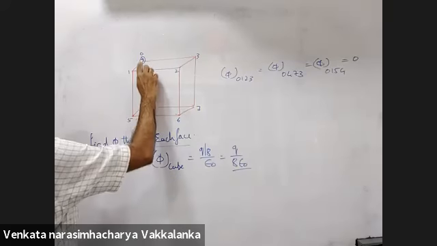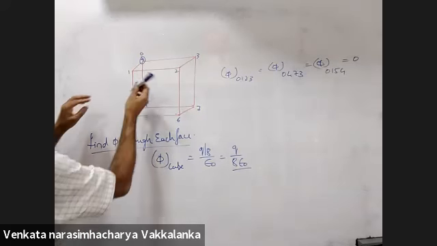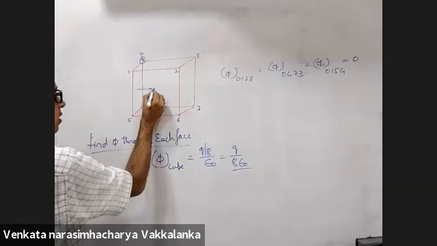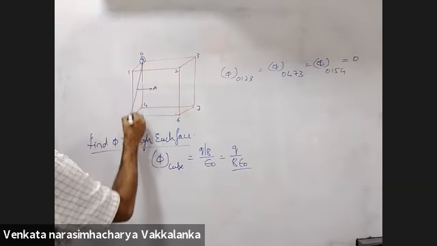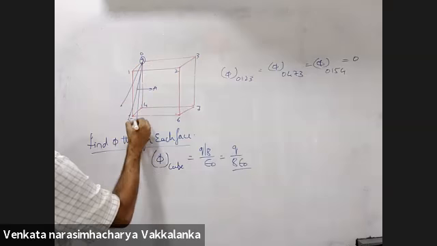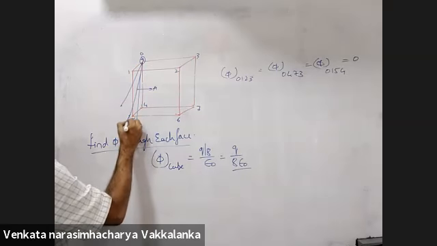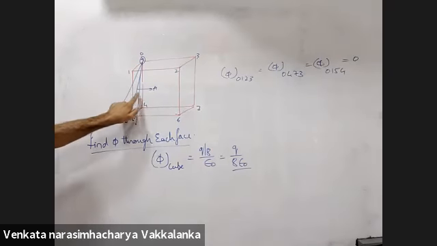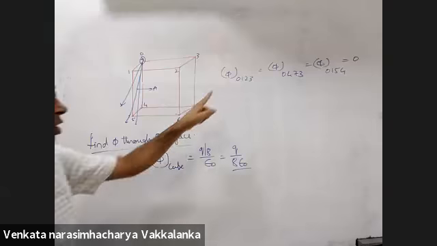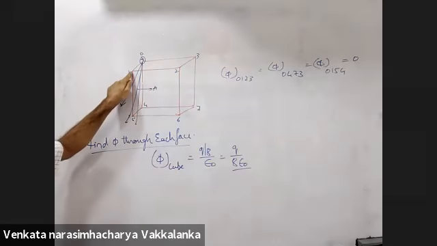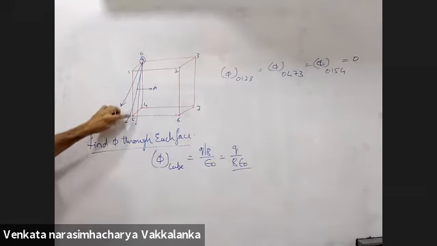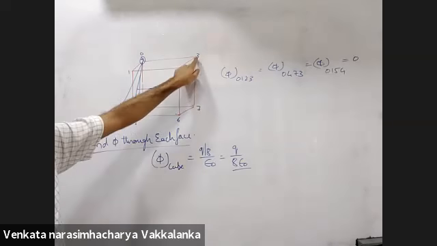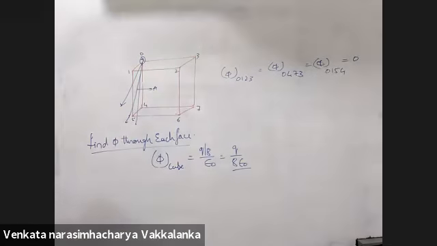Observe this face 0, 1, 5, 4. Field lines from this charge will go parallel to this face, and area vector will be perpendicular to that face. Are you able to visualize this? So flux through 0, 1, 2, 3, 0, 1, 5, 4, and 0, 4, 7, 3 will be 0. This point, is it clear to all? Yes, sir.